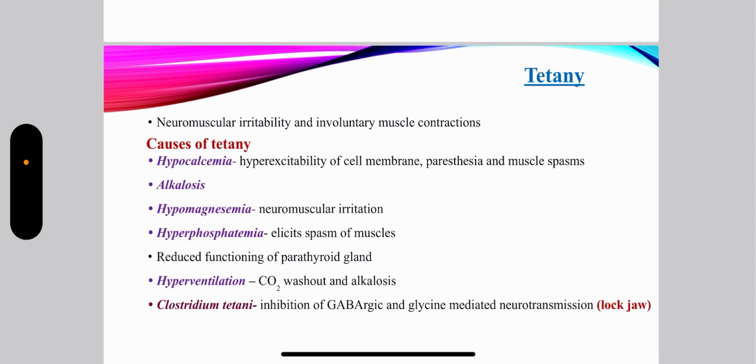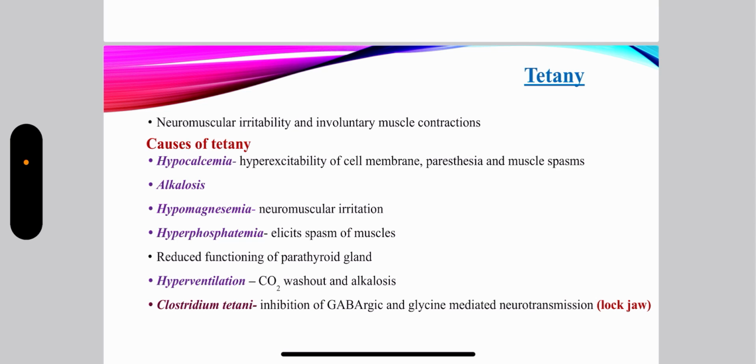Hypomagnesemia can cause neuromuscular irritation. Then hyperphosphatemia: increased phosphate can also elicit muscle spasms. Reduction in the functioning of the parathyroid gland can cause hypocalcemia. Hyperventilation-induced hypocalcemia is very important. Hyperventilation can contribute to tetany. How? By causing washout of carbon dioxide and producing alkalosis. Alkalosis will set in tetany.